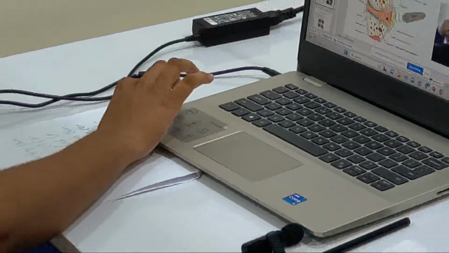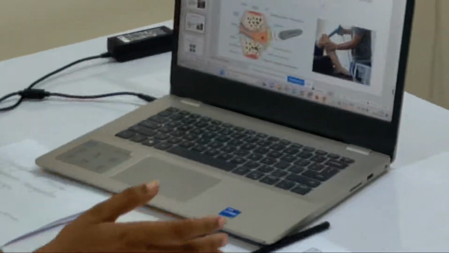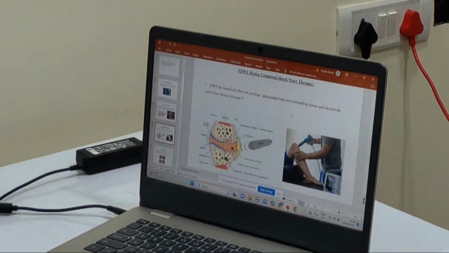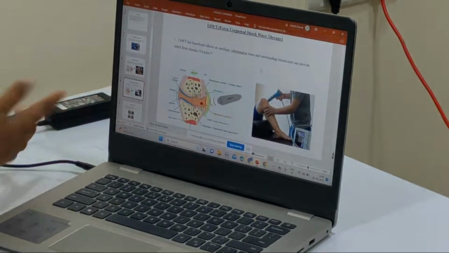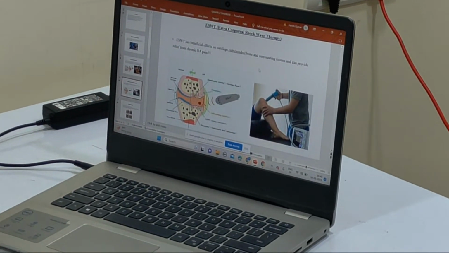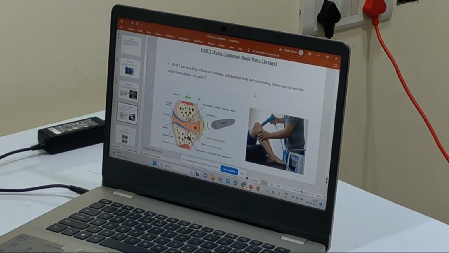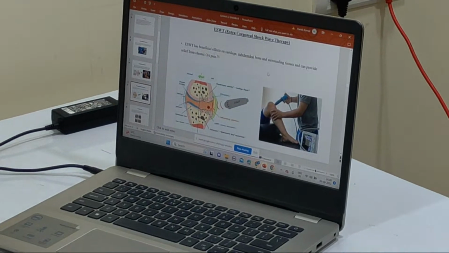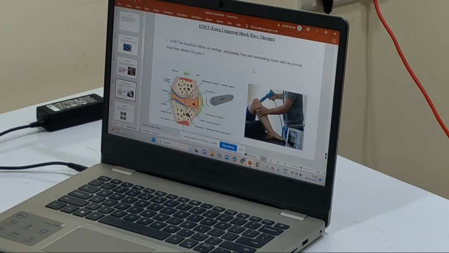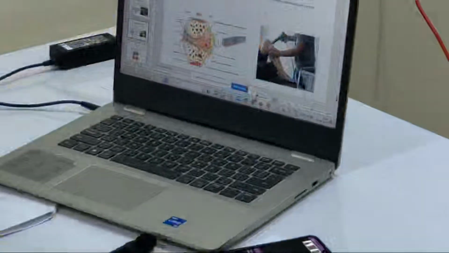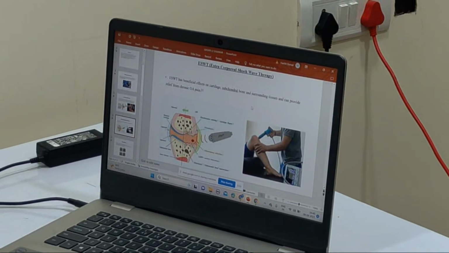Next we have extracorporeal shockwave therapy. This one has a beneficial effect on cartilage, subchondral bone, and surrounding tissues. The information I have put here comes from research, a literature review, and based on that I have mentioned the citations also. What they are telling is that by using extracorporeal shockwave therapy, we can make micro damages in the tissues, which will help in regenerating the tissues.